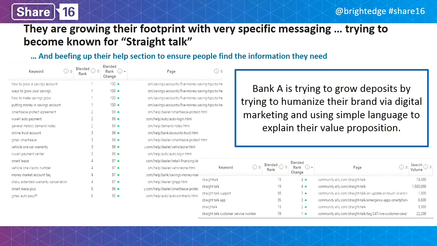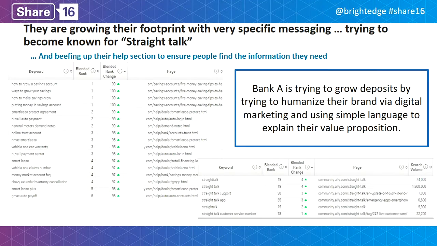So I'm going to call out the bottom screenshot at first. What you can see is the second one from the top, straight talk, has 1,500,000 searches a month. This bank is ranking, let's call it between page 2 and page 3. That's crazy.